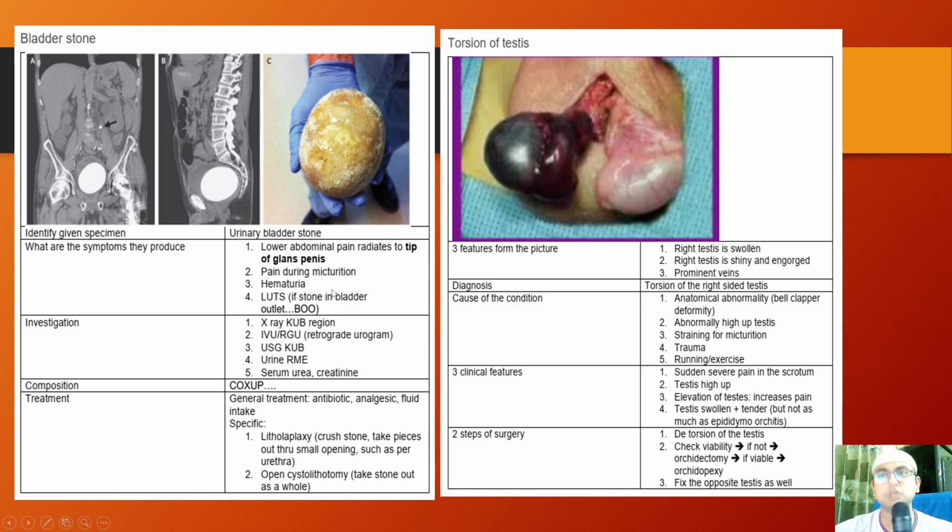And the pain during micturition, yes, because all pain is felt due to the irritation of the trigone. And hematuria, LUTS, and the investigations will be X-ray KUB, IVU, and USG KUB, urine RME, serum urea, and creatinine. It should be done.